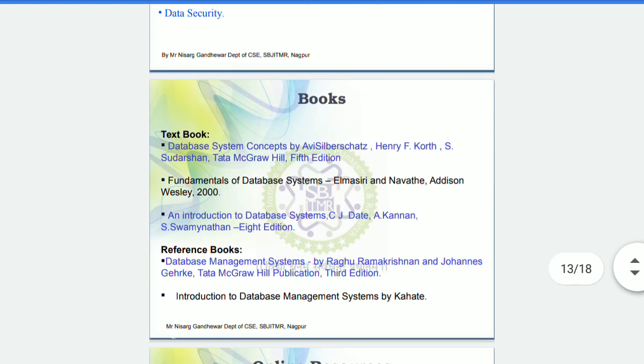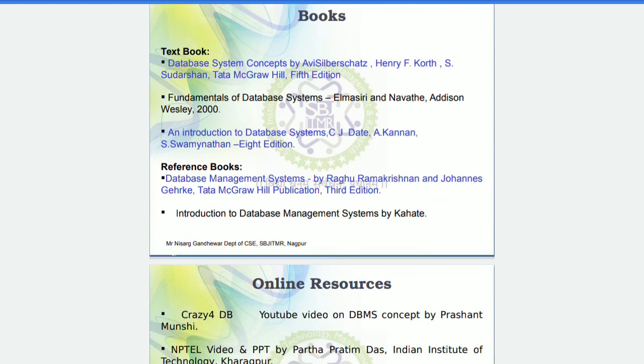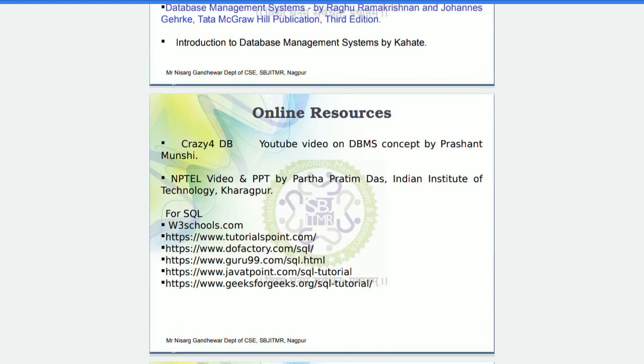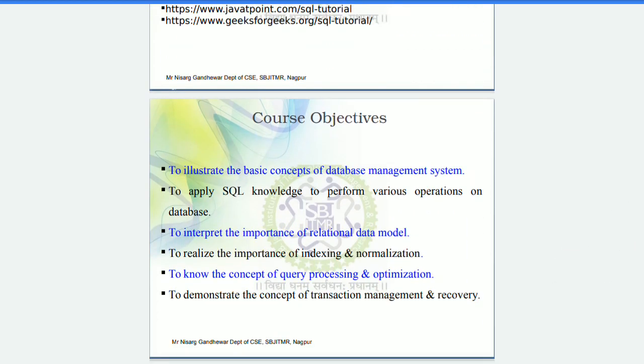Then here I mentioned a few books that you can refer to in order to prepare this particular subject. I recommend that you use the book Database System Concepts by Korth and Sudarshan. A number of books are available, but this is the book given in your syllabus, so you need to refer to it. A few reference books are there: Database Management System by Raghu Ramakrishnan and Introduction to Database by Kahate. Other than this, a number of online resources are available through which you can learn the concepts of database.